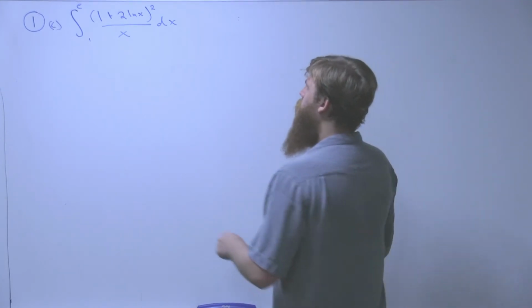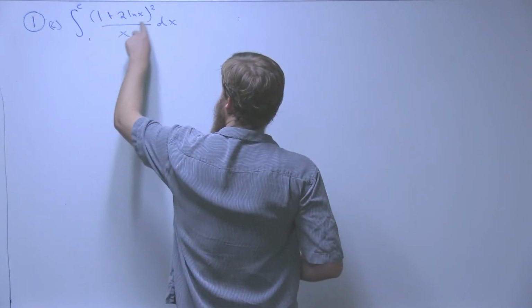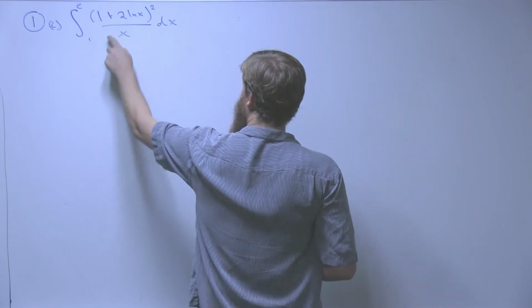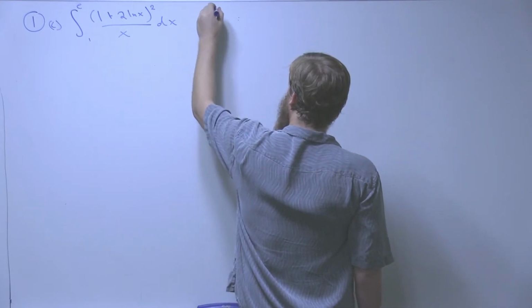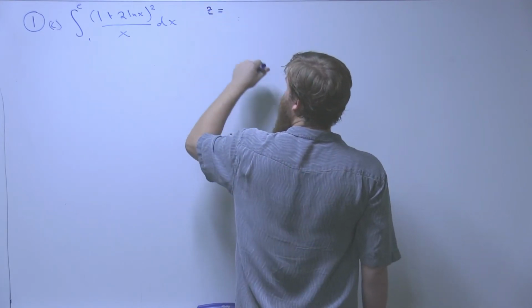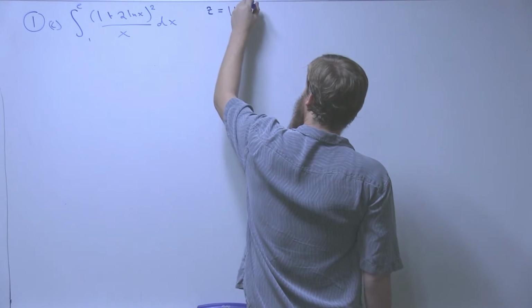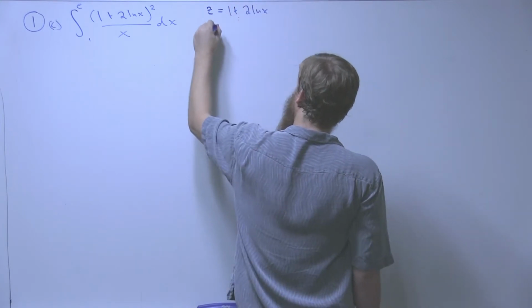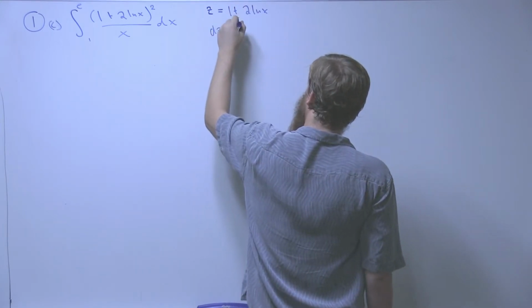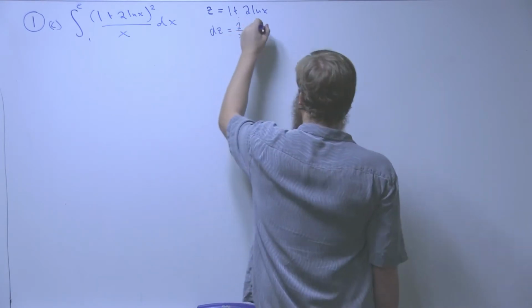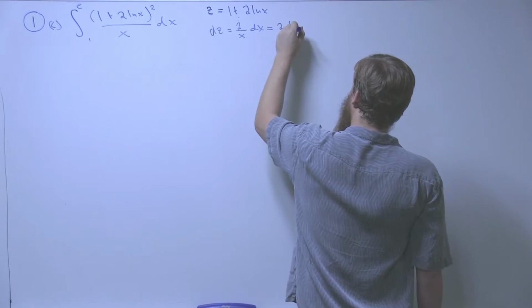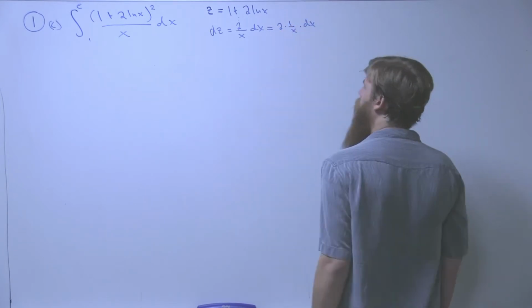In this case, observe that the derivative of this piece, inside the square, is a constant multiple of 1 over x. So the correct substitution, just for fun, I'm going to use a new letter. Let's use z equals 1 plus 2 log x. So dz is just 2 over x dx. Or you could write this as 2 times 1 over x times dx, if that makes you happier.